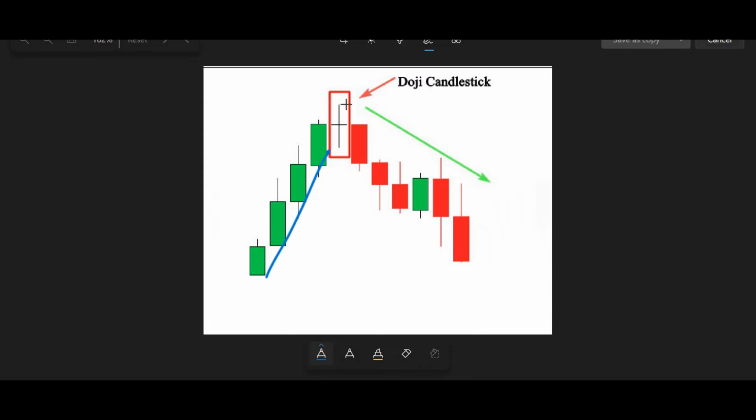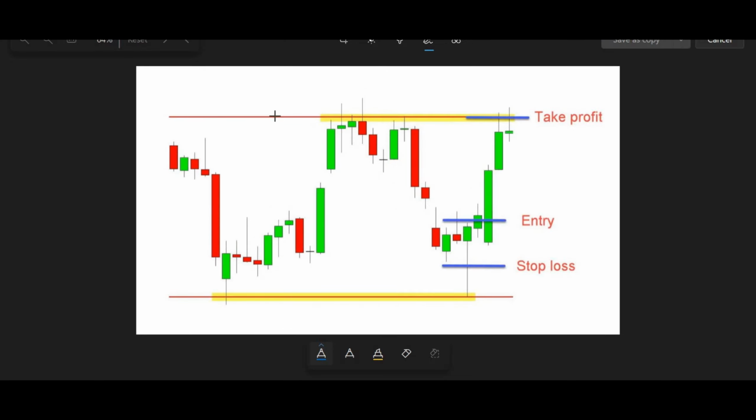Like you can see, the market went up, a doji candlestick appeared, followed by a bearish engulfing candlestick, and then the reversal started. So this is just a basic example of a doji reversal. Here is another example of these doji candlestick reversals, and guys, let me tell you, this is my favorite one. I always trade reversals at support or resistance zones.